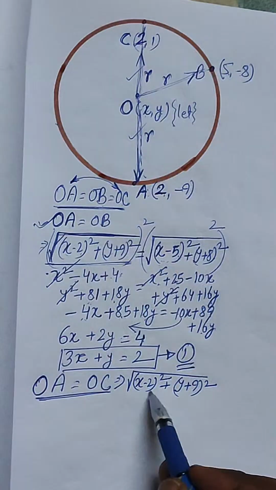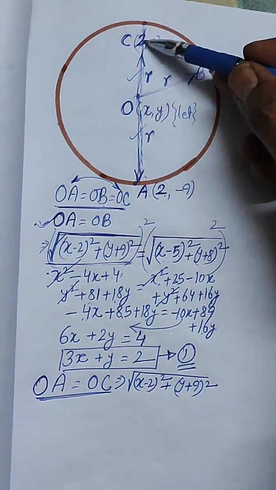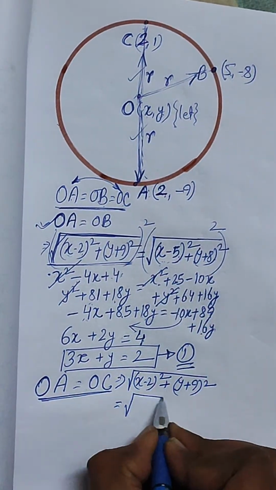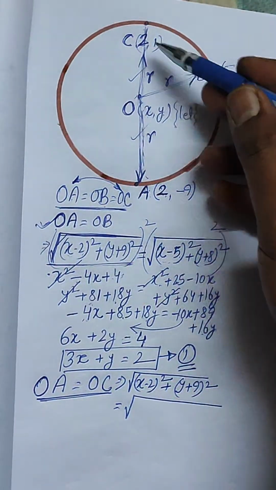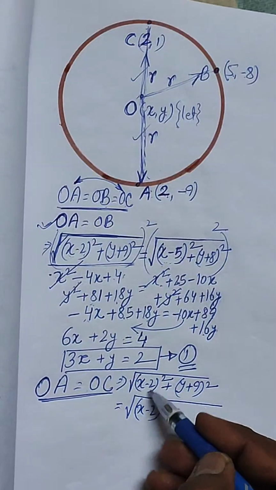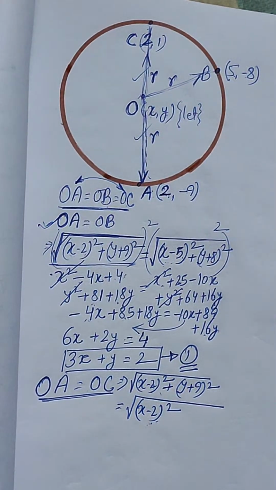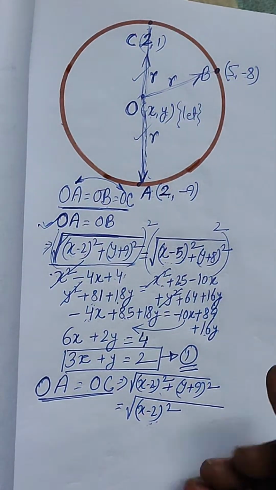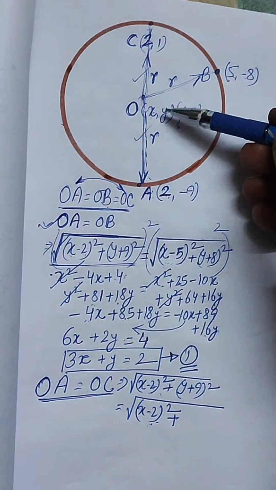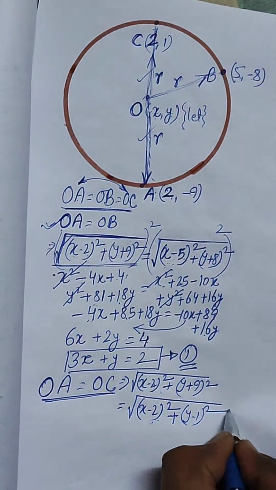Now this is equated to OC. OC is this one, right? So this is equated with root over of OC. What is the length of OC? That is x minus 2 whole square. You can see this is coming as common. This is the benefit of taking this. Okay. Now, what is the difference of the ordinate? This is y minus 1 whole square.